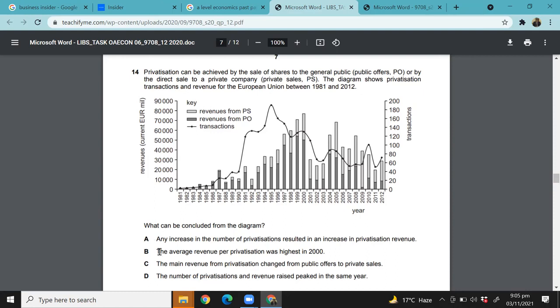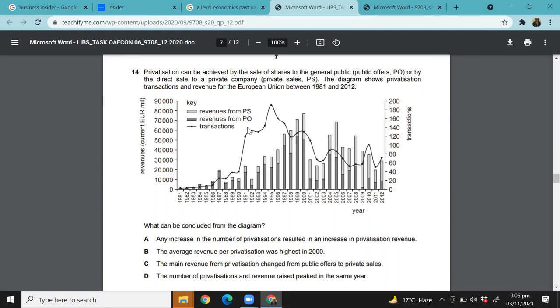Okay. B says that the average revenue per privatization was highest in 2000. So in 2000, what would be the average revenue? Total revenue divided by transactions. The average revenue was highest in 2000. Okay. C says that the main revenue from privatization changed from public offers to private sales. From public offers to private sales. Right. Is this correct, Elsa?